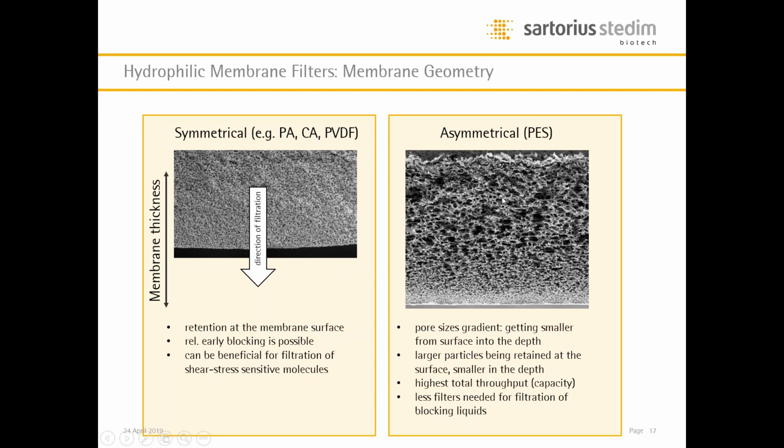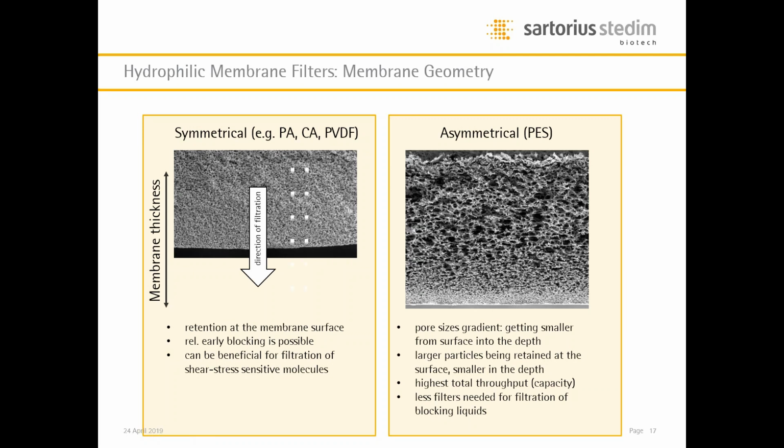Asymmetrical membranes, and this is polyether sulfone mainly. You can see already here in this scanning electron microscopic picture, the pore size of the pores close to the upper surface is much higher compared to the downstream side of the filter. So there's a certain pore size gradient. The pore size simply gets smaller the deeper you go into the membrane.